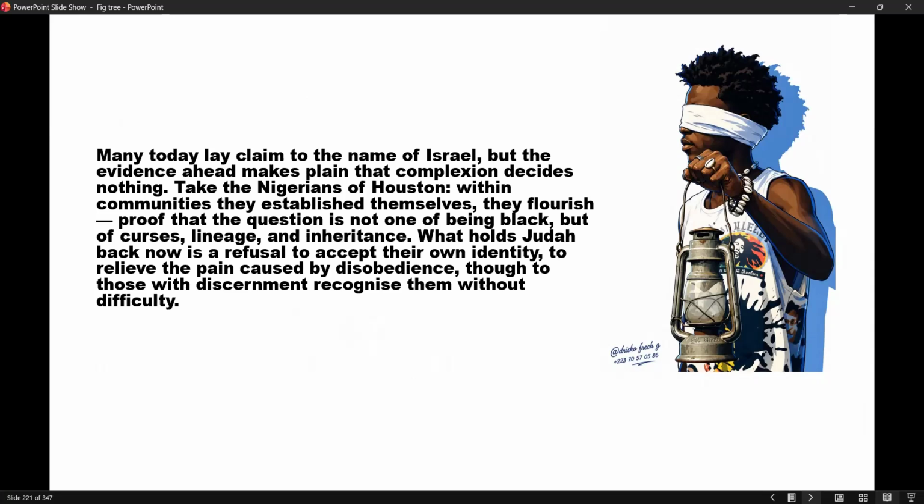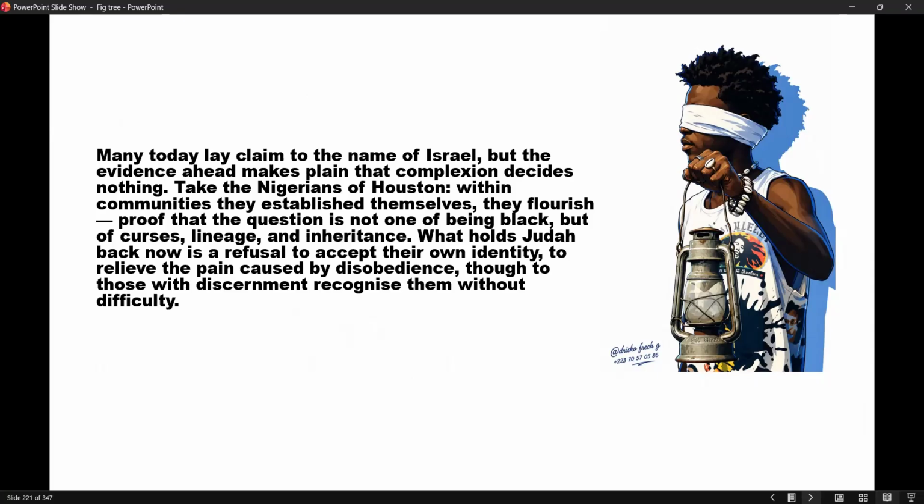But many today lay claim to the name of Israel. But the evidence ahead makes plain that complexion decides nothing. Take the Nigerians of Houston. Within communities, they establish themselves. So they have their own communities, their own restaurants, their own businesses. Most of them are professional. I mean, they fall right into place in America with no problems, right? They flourish. Proof that the question is not one of being black, but of curses.